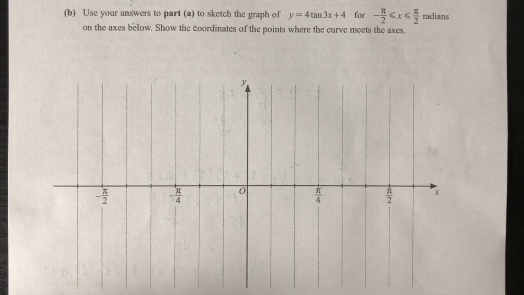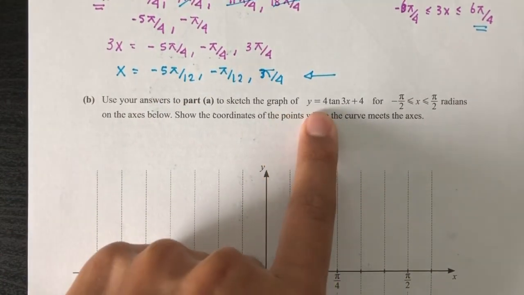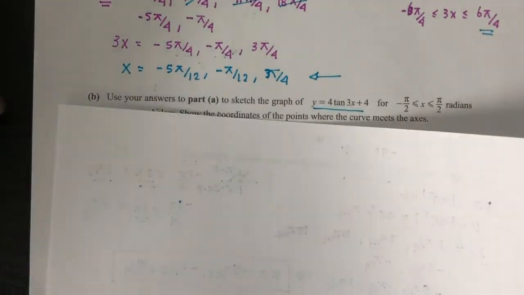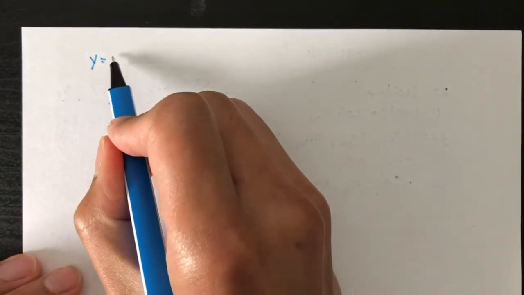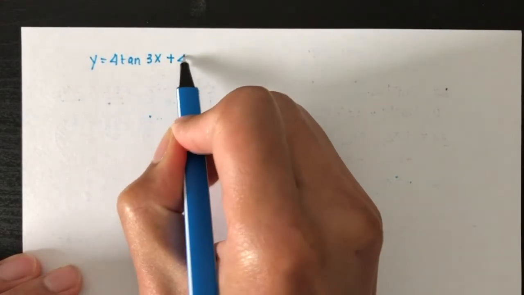Now let's move on to part B. Use your answers to part 1 to sketch the graph of this. The first step is always you need to know if your graph cuts the x or the y axis. So our graph is y equal to 4 tan 3x plus 4.